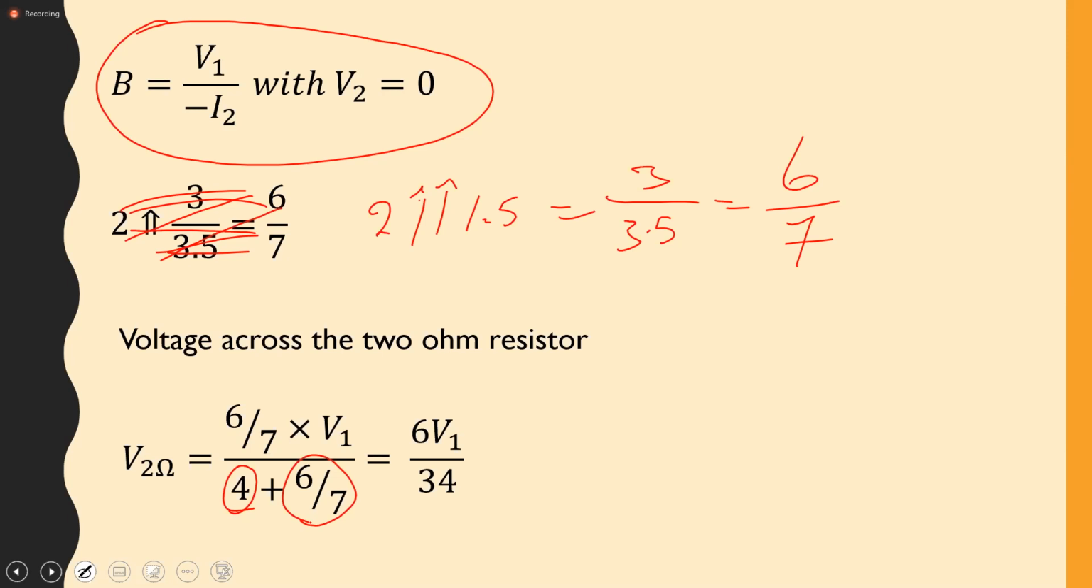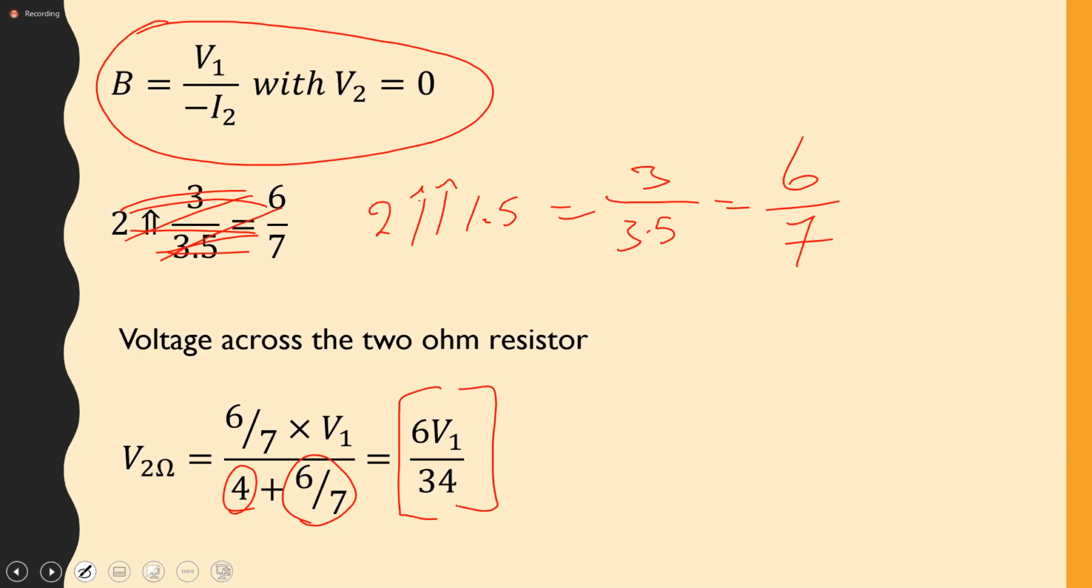All right. So it is 6 over 7, which is that parallel section, times V1 over 4 plus 6 over 7. And that is equal to 6 over 34. That's 28 plus 6, that's 34 over 7. All right. The 7's cancel, so we get 6 V1 over 34. Okay. So that's V2 over V1.